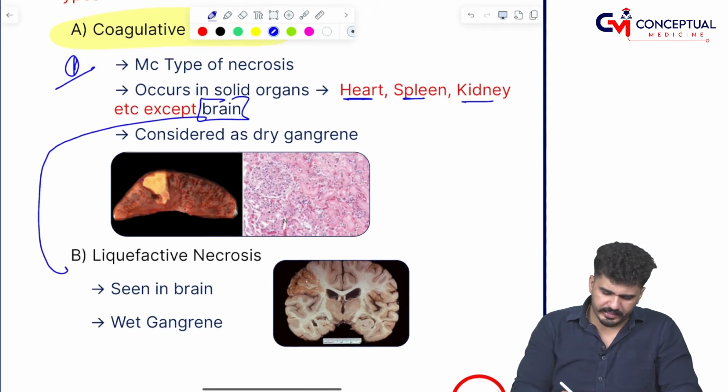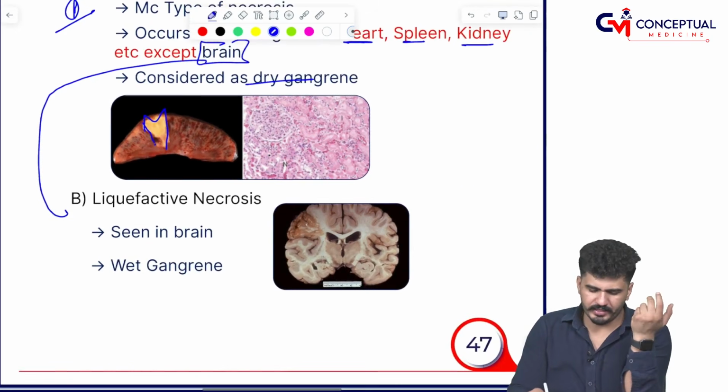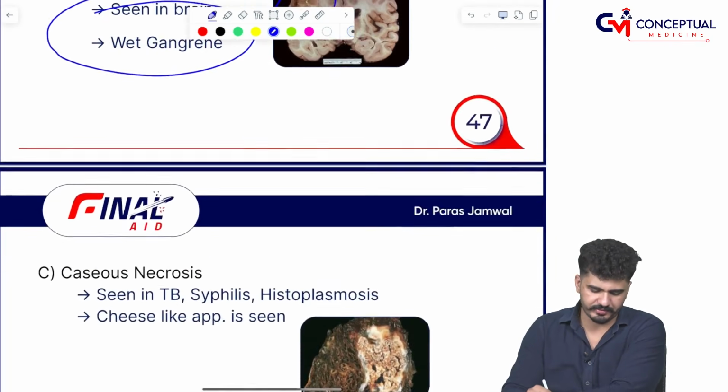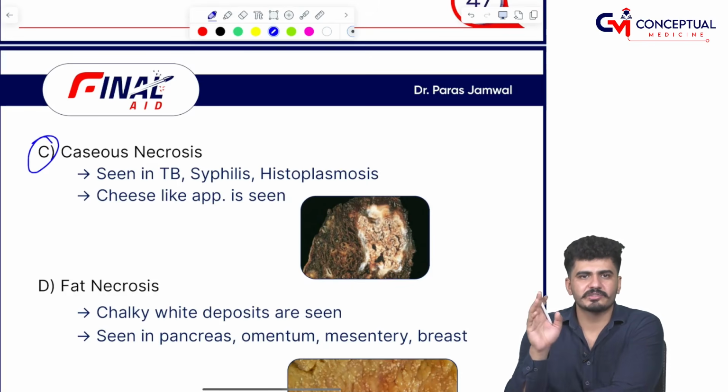Liquid. You will see dry gangrene here. So dry gangrene is coagulative, seen in the solid organs except the brain. In the brain you will see liquefactive necrosis, my dear friend. Now the third type of necrosis is caseous necrosis, which is seen in TB, syphilis, histoplasmosis.